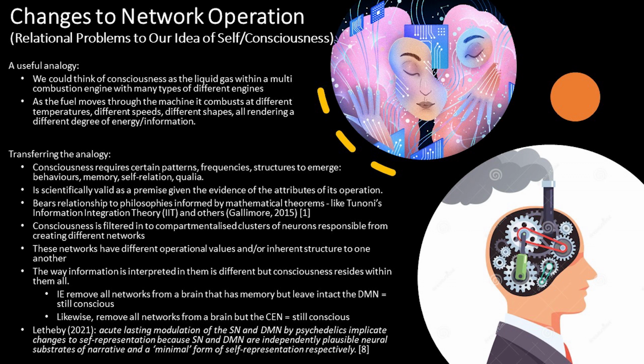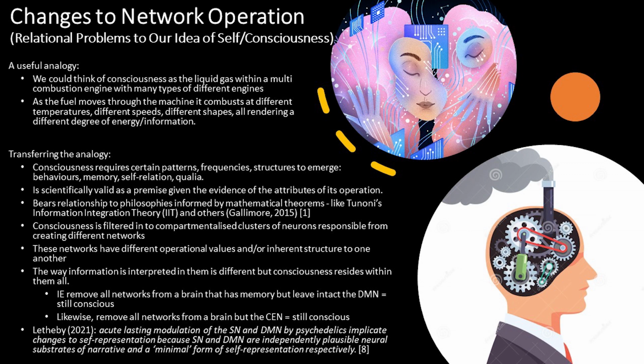And then we can look at consciousness as if it's filtered into compartmentalized clusters of neurons responsible for creating different networks. And these networks have different operational values and/or inherent structure to one another. The way information is interpreted in them is different, but consciousness resides within them all, i.e. remove all networks from a brain that has memory but leave intact the DMN, and this individual is still conscious. Likewise, remove all the networks from the brain but the CEN, that individual is still conscious.